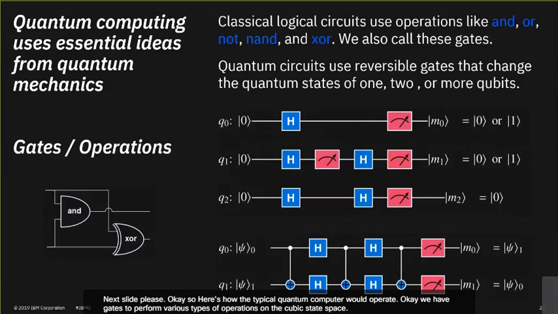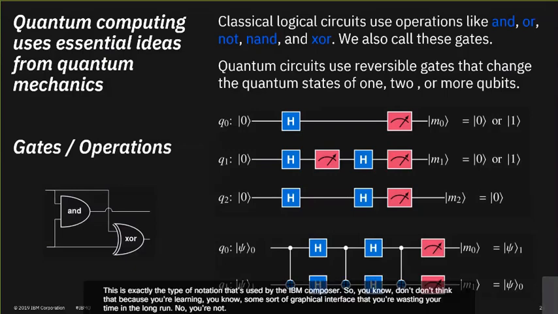Okay, so here's how a typical quantum computer would operate. We have gates to perform various types of operations on the qubit state space. So we start and we read from left to right. This kind of notation, by the way, is pretty much standard in the industry and in research. This is exactly the type of notation that's used by the IBM composer.